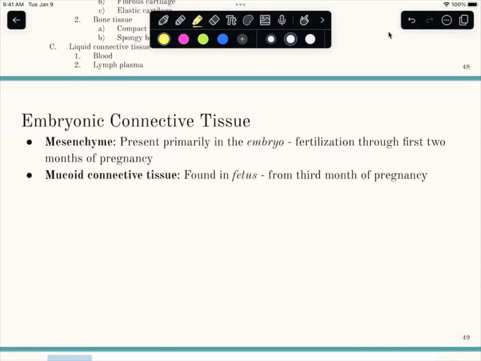We have two different types of embryonic connective tissue. So these are found in either the embryo or the fetus, and they are going to develop into all of the different types of connective tissue we have in the body. Mesenchyme. Mesenchyme you'll hear about in Anatomy 2, and we'll probably mention it in Anatomy 1 some more. This is in the embryo. The embryo is the first 8 weeks after fertilization. After those first 8 weeks, it is known as the fetus. And in the fetus, we have mucoid connective tissue, and that is, again, after 8 weeks on.